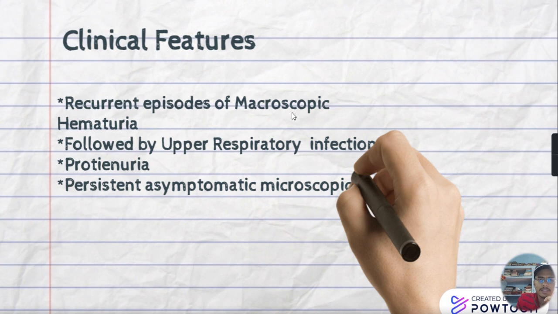Sometimes, rarely, in less than 5% of the cases, there is also the presence of nephrotic syndrome, and it is present with loin pain.